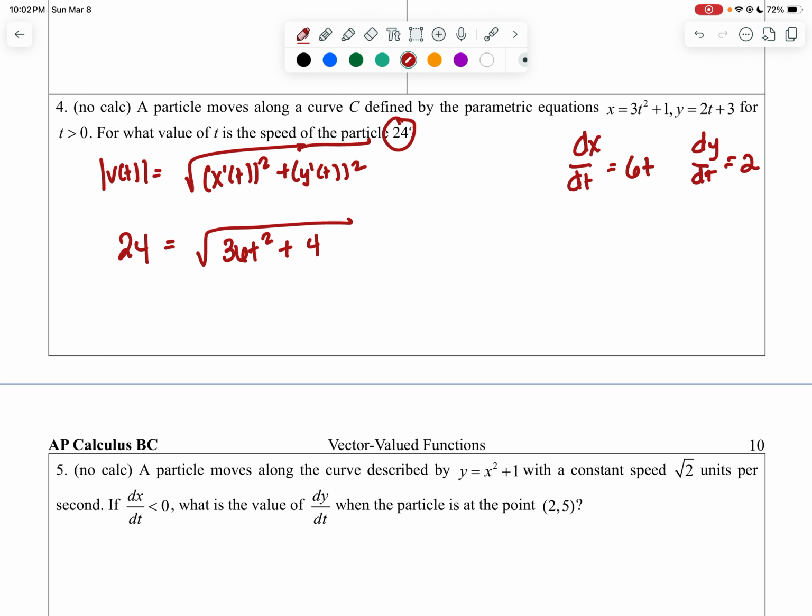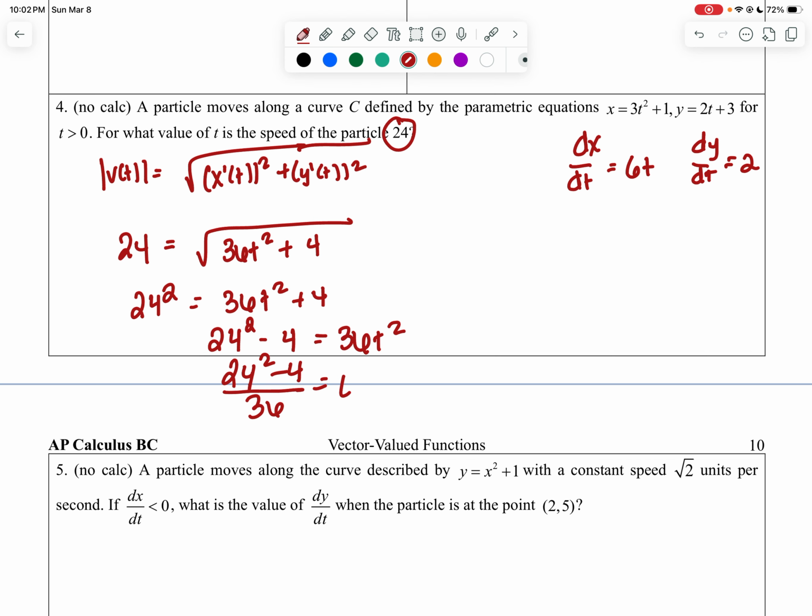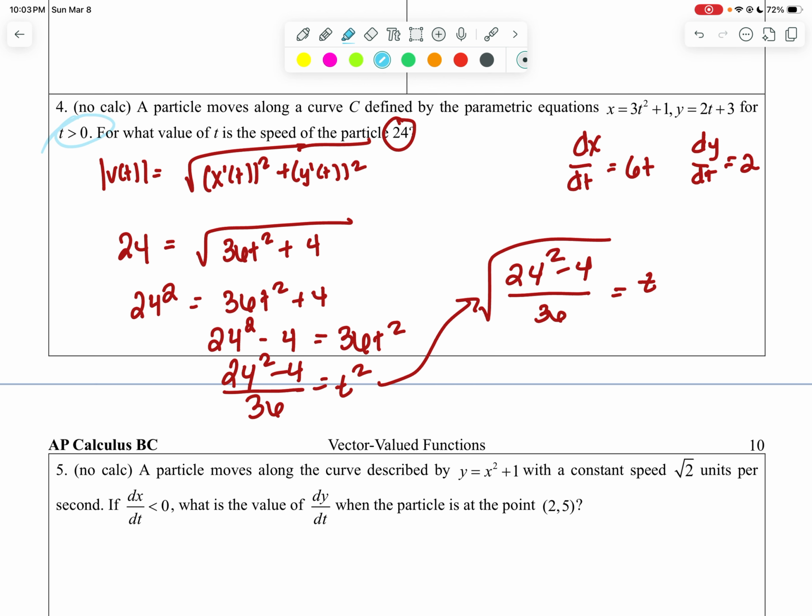Now, if you don't know what 24 squared is, that's okay. You could just leave it as 24 squared. The AP readers will be happy because at least you know how to solve a simple equation. And then if you solve for t, you'll get plus or minus, but because it tells you that t is greater than 0, I'm using the positive counterpart. So whatever value this is right here.